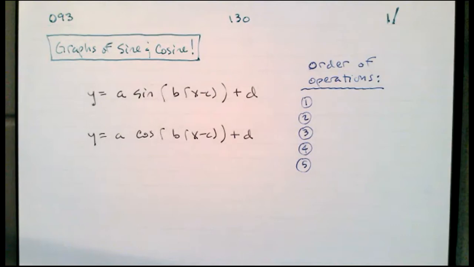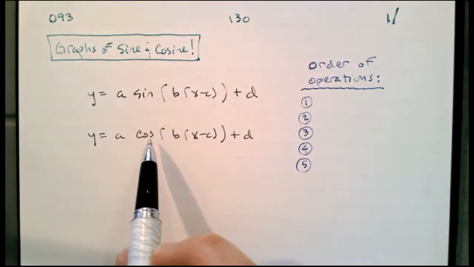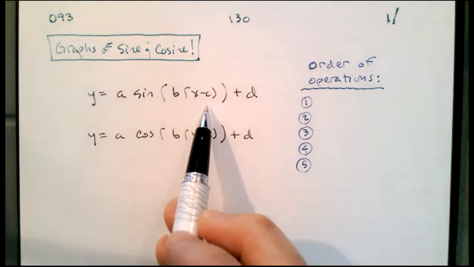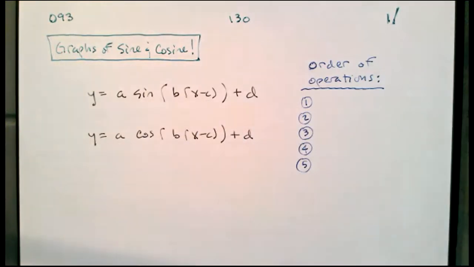So there it is. We can do multiplication before, multiplication after, addition before, addition after. 4 to choose from. Here are generic versions of sine and cosine, where I have a times the sine of b times the quantity x minus c, in parentheses with a minus c for reasons, and then a plus d.